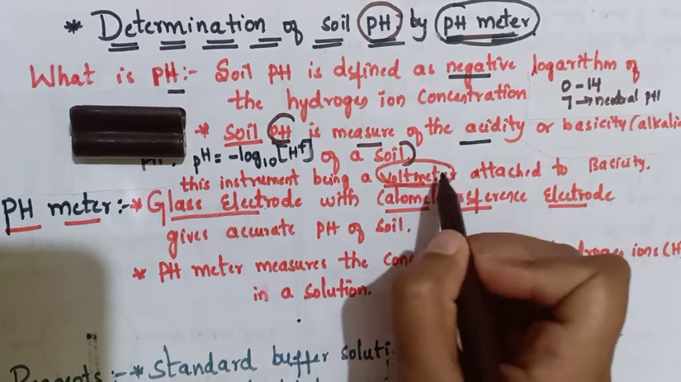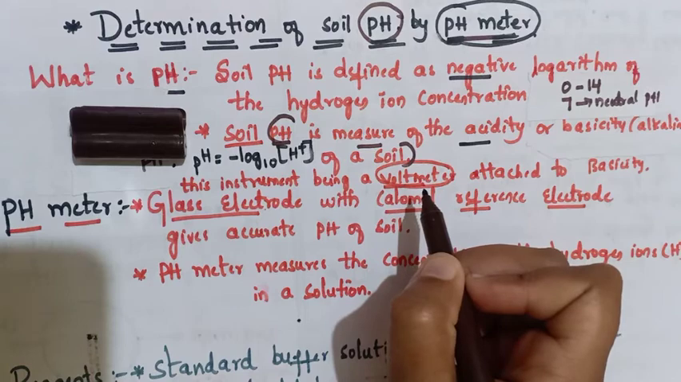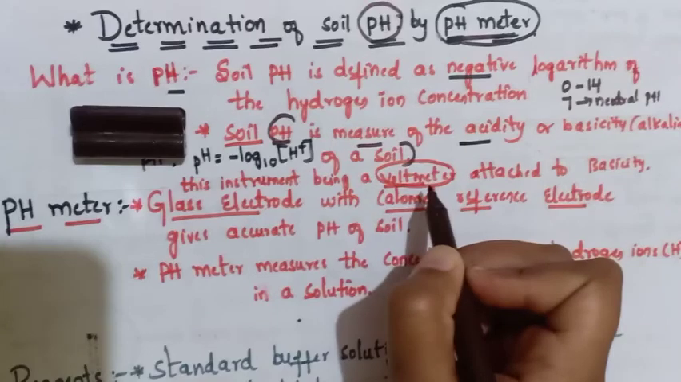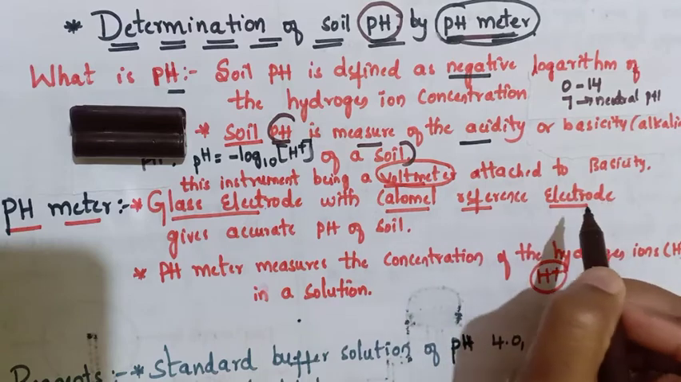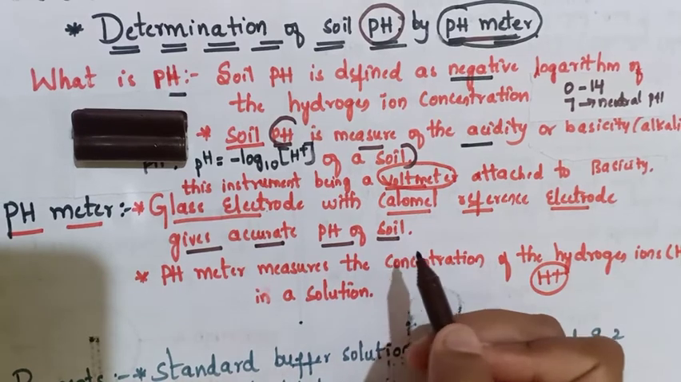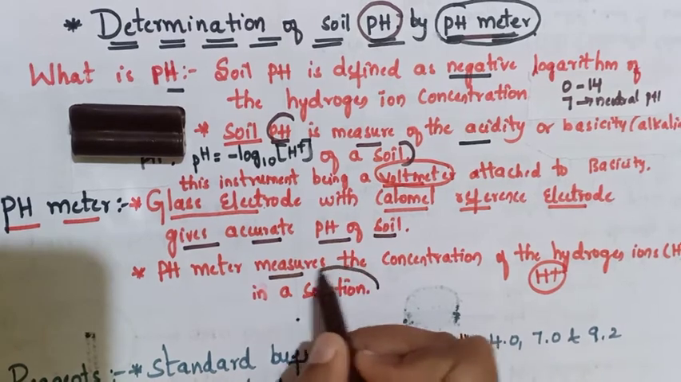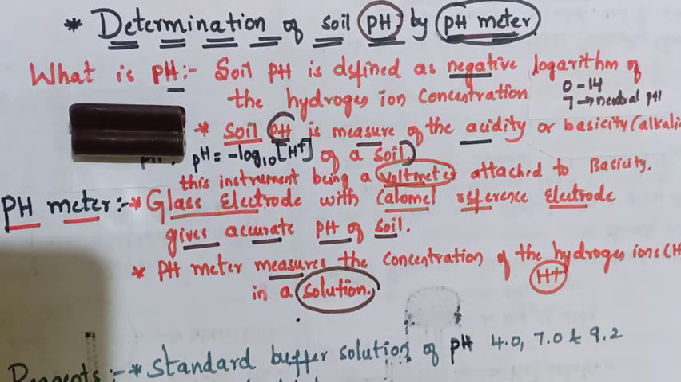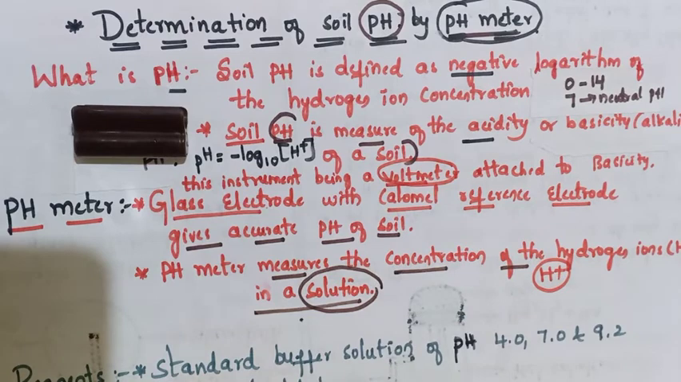This pH meter is a voltmeter. That means it is a device for measuring electrical potential between 2 points in an electric circuit. This voltmeter is attached to a glass electrode with a calomel reference electrode, which gives us the accurate pH of a soil. Here, this pH meter measures the concentration of H plus ions in a solution or a soil sample solution. This is about the pH meter.